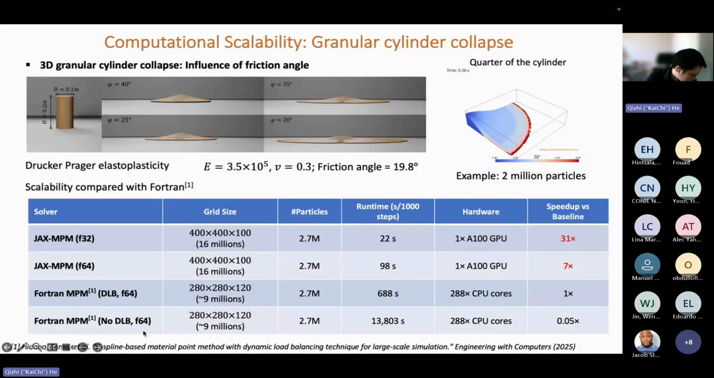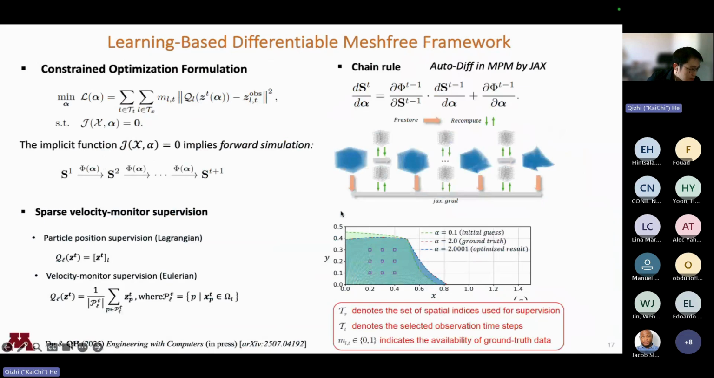Not to mention, if the solver does not implement parallel computing well enough, the difference could be hundreds. So we are getting hundreds of times faster by using this neural network enabled simulator. Okay, so I will just quickly wrap up the talk.